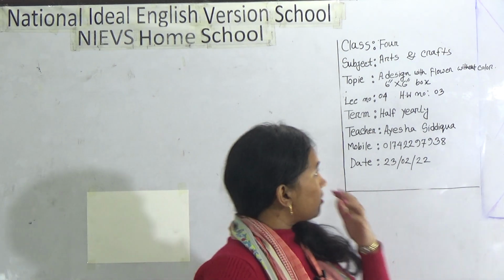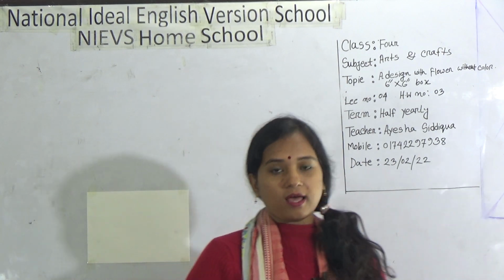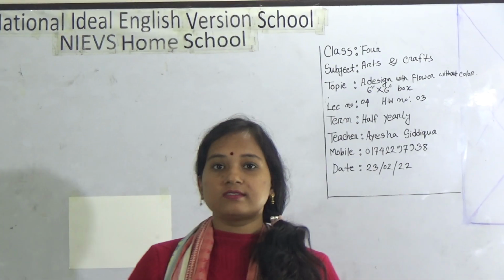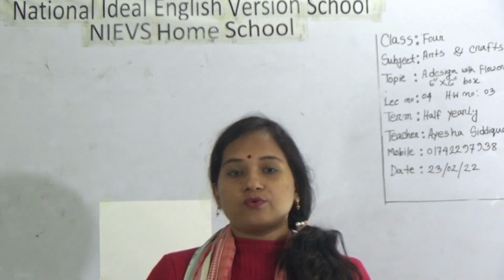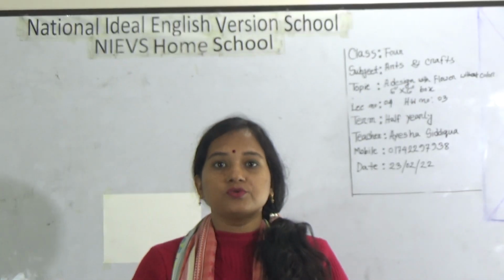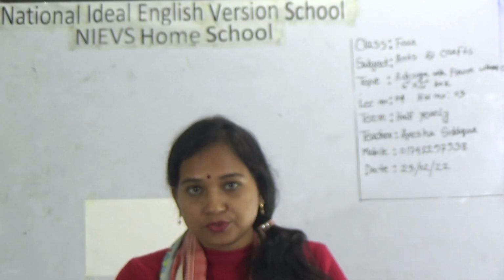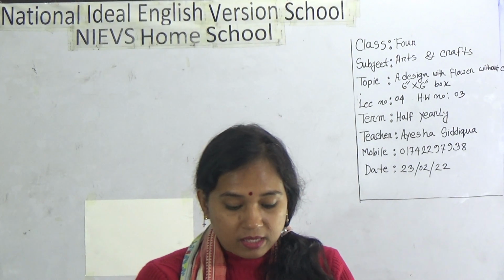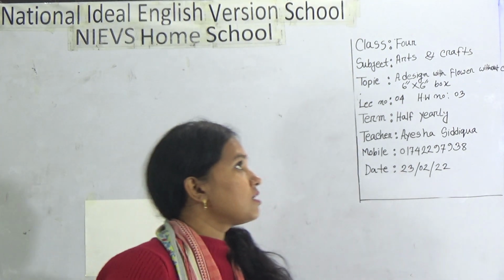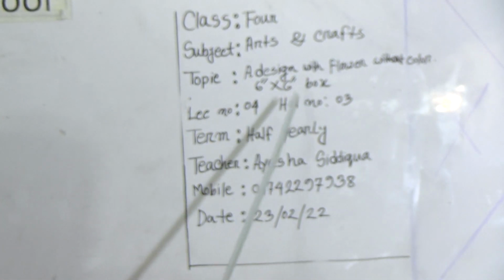Today I am going to take a class 4, and your today's topic is a design with flower. When you were in class 3, you have drawn designs. You know how to draw the box, how to start the design. Today I have mentioned on this board a 6-inch by 6-inch box.